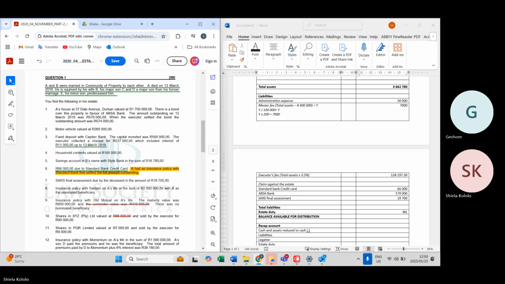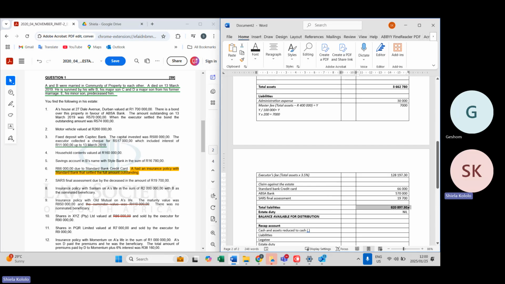820,000, 897 rand, 197 and 30 cents. All right, so that means this is the total of our liabilities.